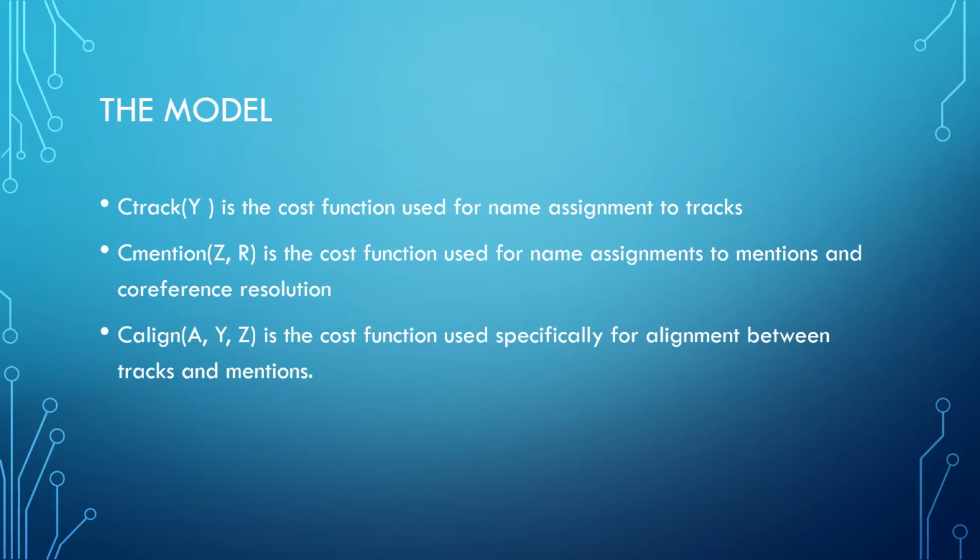The model continued. C_track(Y) is a cost function used for name assignments to tracks. C_mention(Z, R) is the cost function used for name assignments to mentions and co-reference resolutions. C_align(A, Y, Z) is the cost function used specifically for alignment between tracks and mentions.